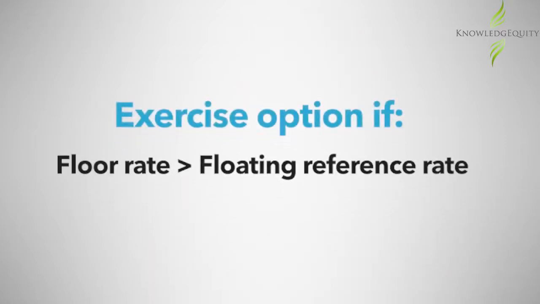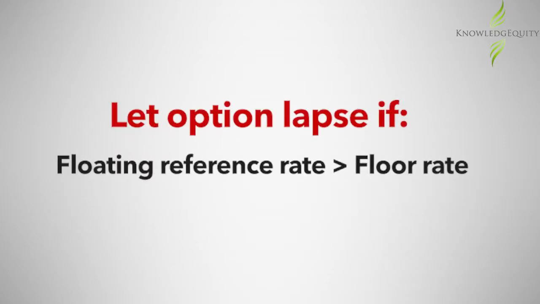To recap, lenders and investors can utilize options to hedge against declining interest rates by buying a floor rate. The buyer will only exercise the option if the floor rate exceeds the variable reference rate. The buyer will, however, let the option lapse if the reference rate is lower than the floor rate.